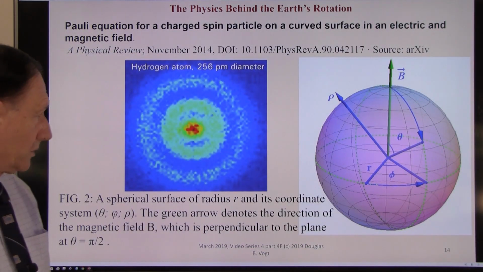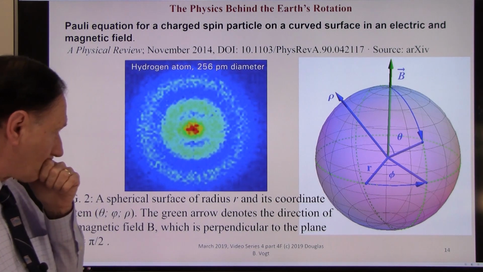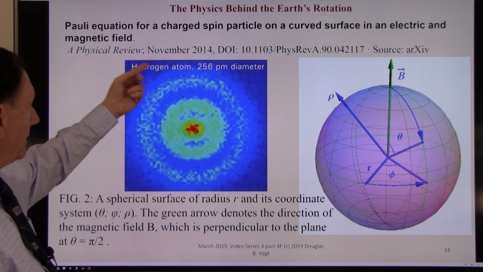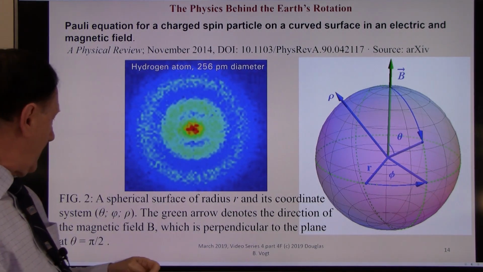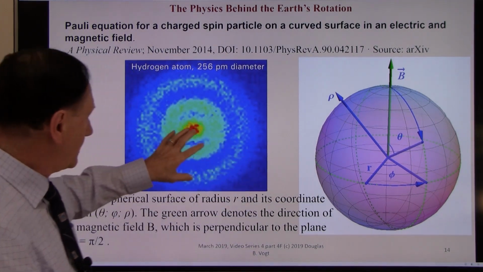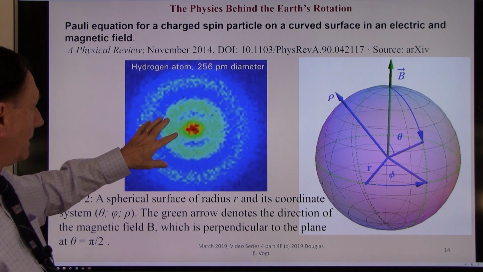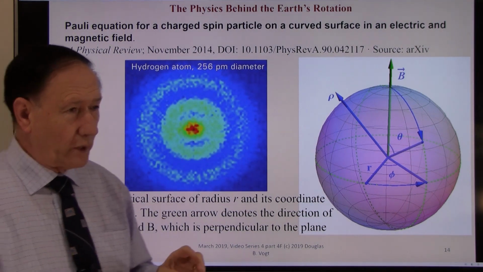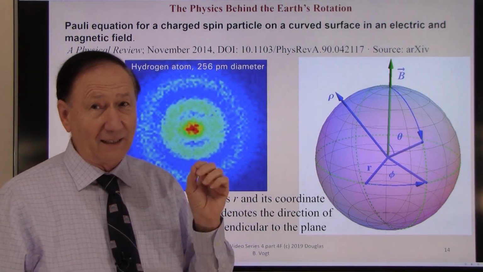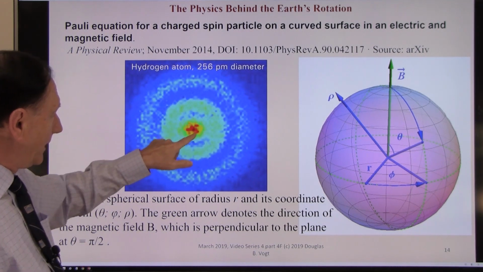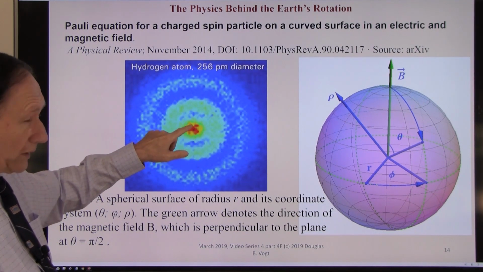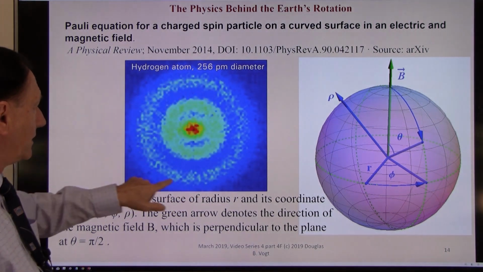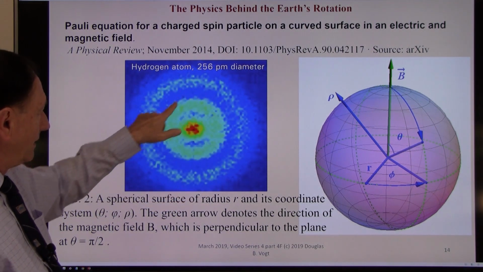Now we get to physics, or quantum mechanics. This is actually a Chinese paper done in 2014. And this is, I showed earlier, a hydrogen atom, 256 picometers. A pico is one trillionth of a meter, really tiny. This is the information of the hydrogen atom, or any atom, as it goes into this dimension. This is the electron field out here. This is actually what you see.